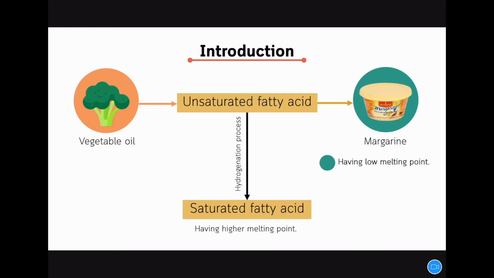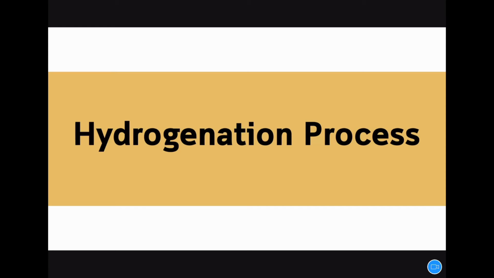But because margarine is mostly made from vegetable oil that's full of unsaturated fatty acid, it has a low melting point. That's not appropriate for some kinds of use. Hence, they have to hydrogenate this unsaturated fatty acid to become saturated fatty acid in order to give it a higher melting point. Next, I will explain what the hydrogenation process is.